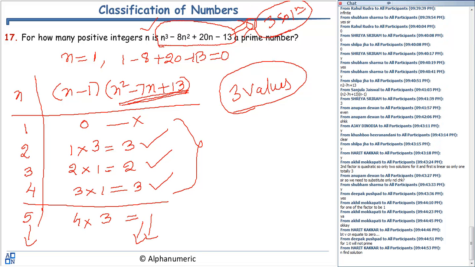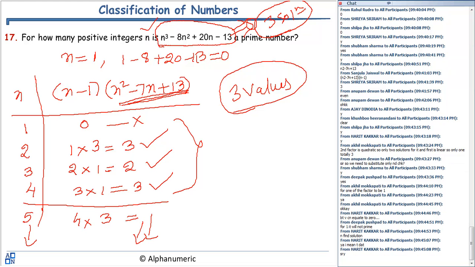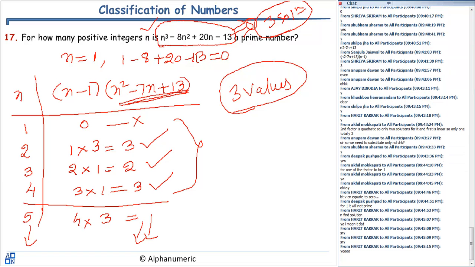नहीं Harit, you cannot equate this equal to 0. The question is for how many positive integers this is a prime number. The question is not to find the number of solutions. The question is for how many values this number is a prime number. तो ये प्राइम नंबर है तो 0 से कैसे इक्वेट कर सकते हो? ये एक प्राइम नंबर आना चाहिए. That is the question. n की कितने वैल्यूज के लिए? So there are 3 values.